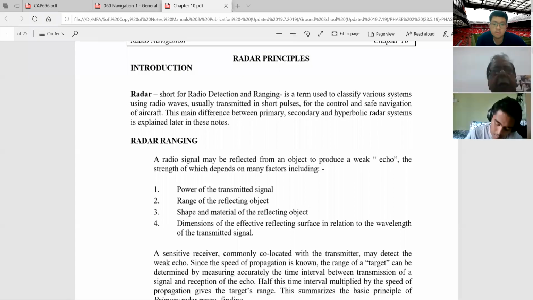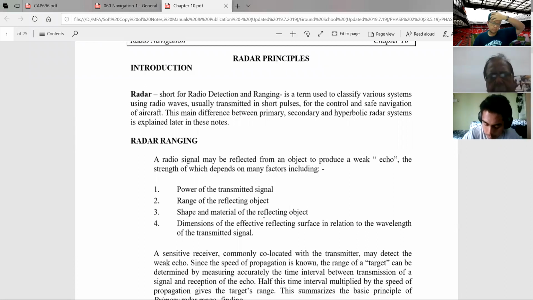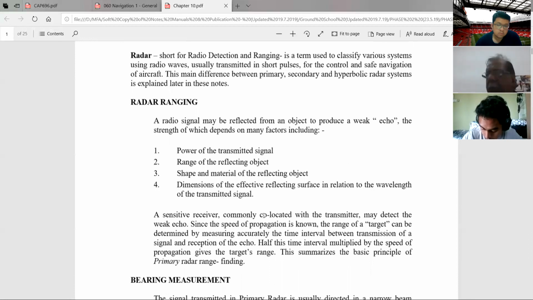in a particular direction. It strikes an object and the radio wave comes back to the transmitter. And you know the time difference between the transmission and reception. This will give you the range.